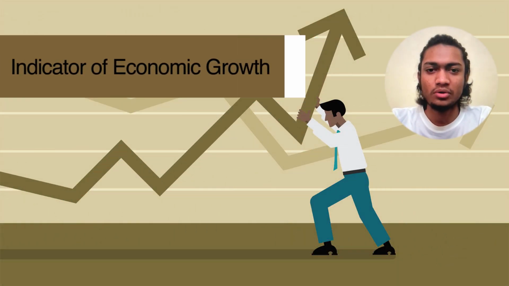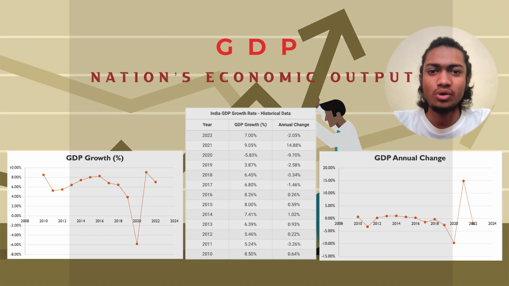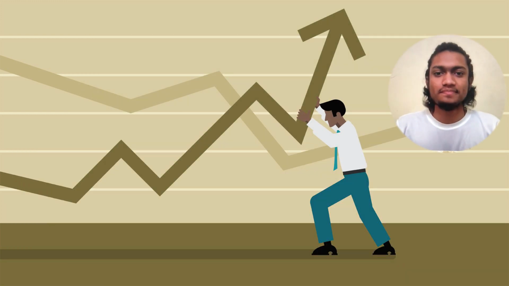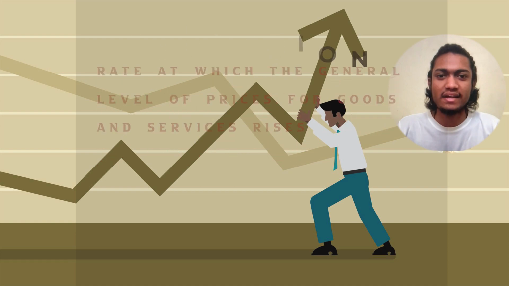Indicators of economic growth. First, GDP or gross domestic product. It is the total value of goods and services produced within a country, or in simple words we can say it is a country's economic output. Next indicator is inflation. It is the rate at which the general price of goods and services rises, leading to a decrease in purchasing power. High inflation reduces savings, while low inflation is a sign of stagnant demand.